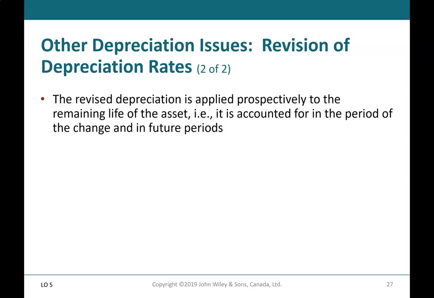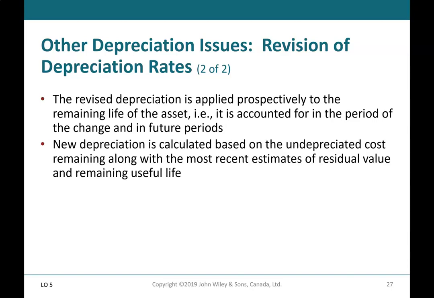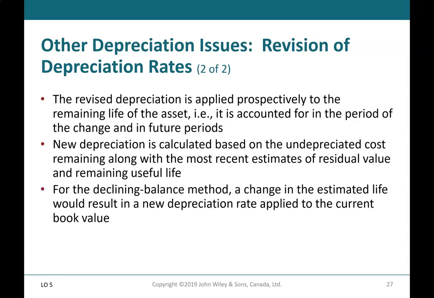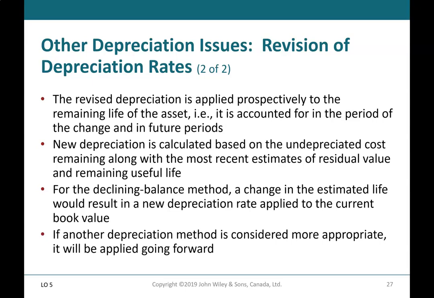Other depreciation issues, revision of depreciation rates, 2 of 2. The revised depreciation is applied prospectively to the remaining life of the asset. For example, it is accounted for in the period of the change and in future periods. New depreciation is calculated based on the undepreciated cost remaining, along with the most recent estimates of residual value and remaining useful life. For the declining balance method, a change in the estimated life would result in a new depreciation rate applied to the current book value. If another depreciation method is considered more appropriate, it will be applied going forward.